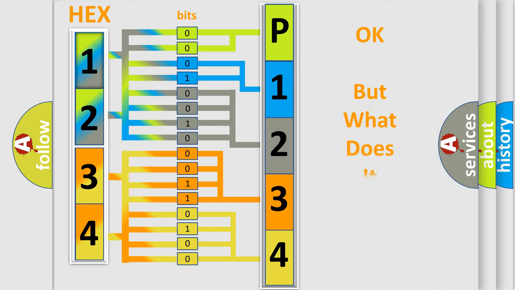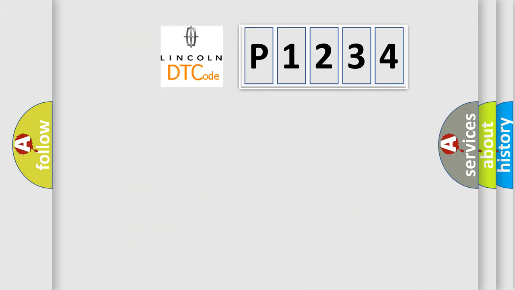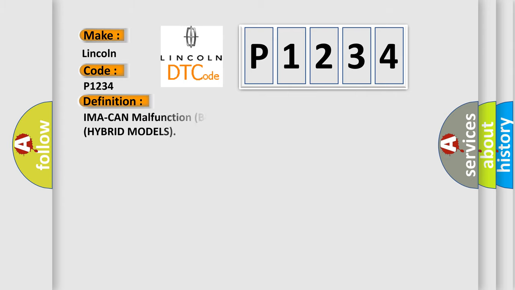The number itself does not make sense to us if we cannot assign information about what it actually expresses. So, what does the diagnostic trouble code P1234 interpret specifically for Lincoln car manufacturers? The basic definition is IMA-CAN malfunction bus off motor control module MCM hybrid models.